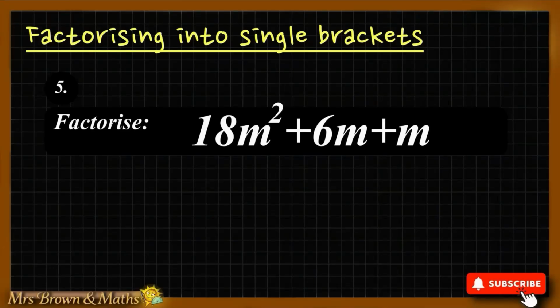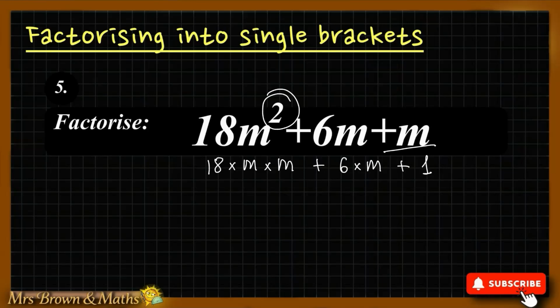Question 5. Factorize 18m squared plus 6m plus m. All the terms contain m, so take m outside the bracket. Now divide term by term. 18m squared divided by m is 18m. 6m divided by m is 6, and m divided by m is 1. So the answer is m brackets 18m plus 6 plus 1.